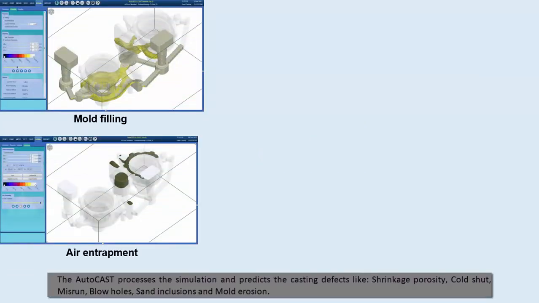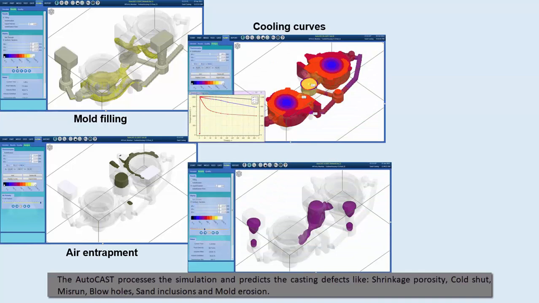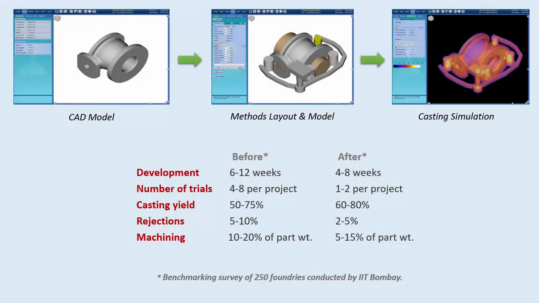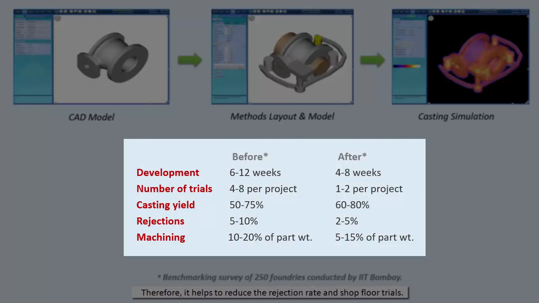AutoCAST processes the simulation and predicts casting defects like shrinkage porosity, cold shut, misrun, blowholes, sand inclusions and mold erosion. Therefore, it helps to reduce the rejection rate in shop floor trials.